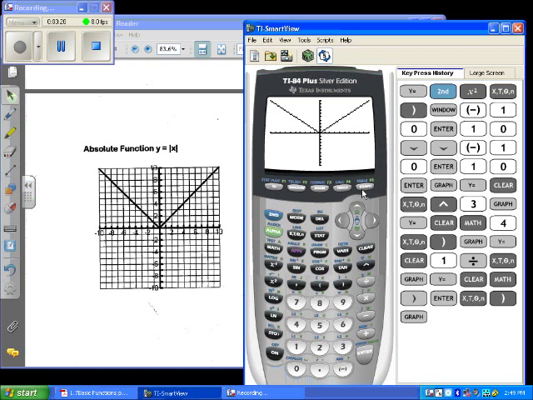Okay, so that concludes the basic functions for this particular handout.